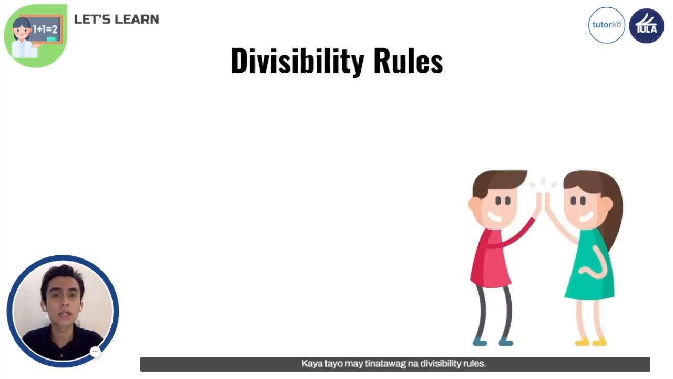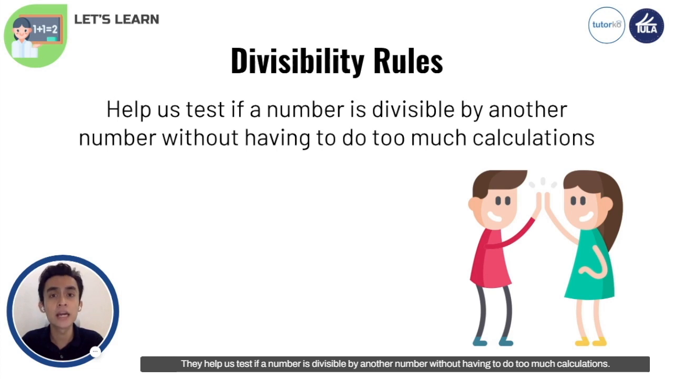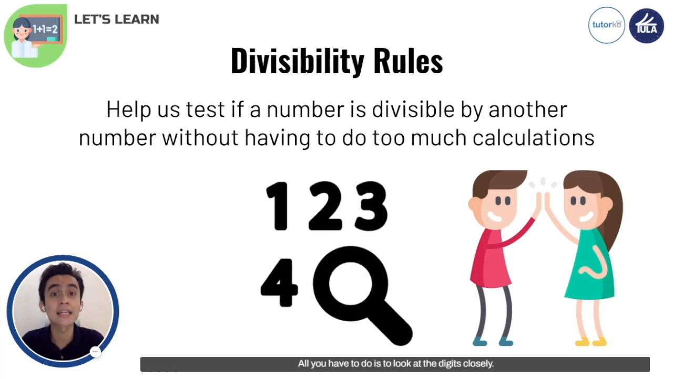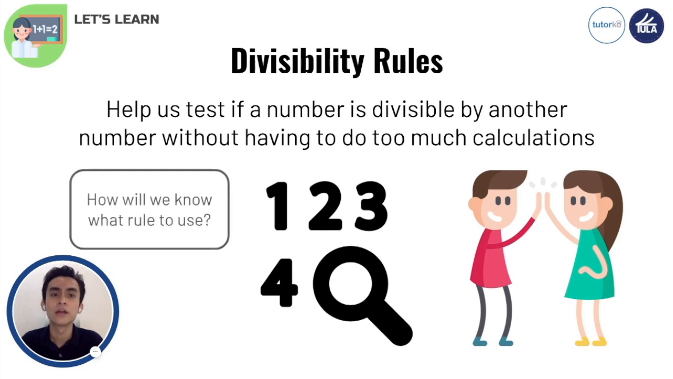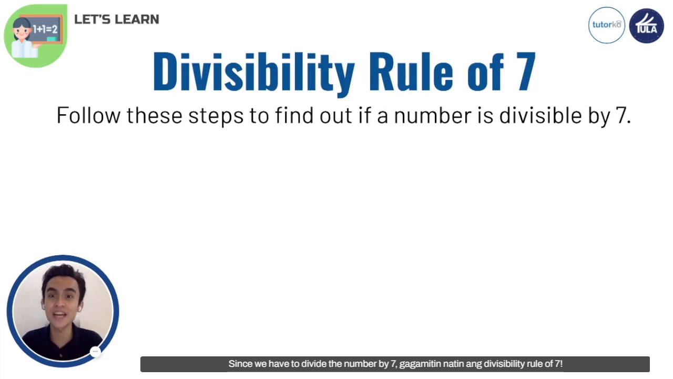Kaya tayo may tinatawag na divisibility rules. They help us test if a number is divisible by another number without having to do too much calculations. All you have to do is to look at the digits closely. But how will we know what rule to use? Since we have to divide the number by 7, gagamitin natin ang divisibility rule of 7.